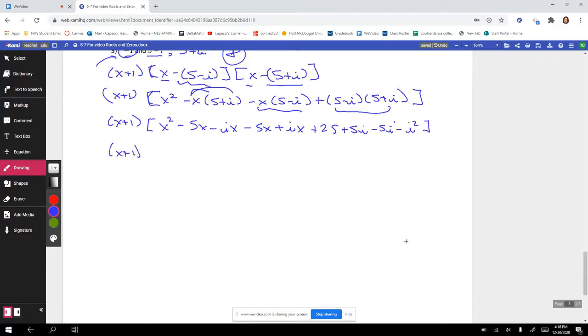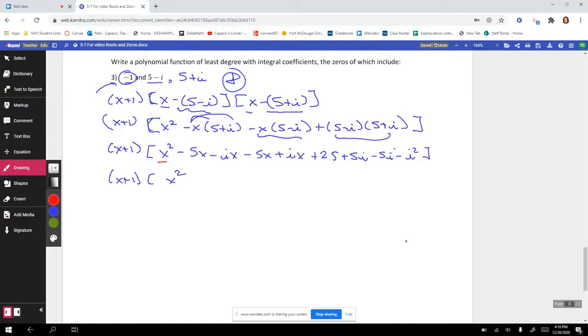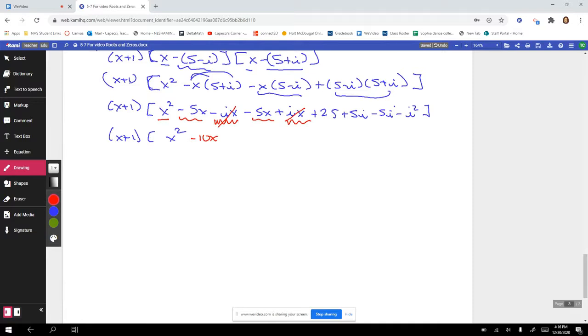Okay, I'm going to keep going. So I have x squared. Now I'm going to be able to do some combining and some crossing off. I have x squared, which I just took care of. I have negative 5x, negative 5x, so that gives me negative 10x. Then I have negative ix here and positive ix there, so that's going to zero out. And if I look at just my i's, I have positive 5i and negative 5i, so that's going to zero out. This negative i squared is the same thing as 1. So the last terms I need to combine are 25 and 1, which is positive 26.